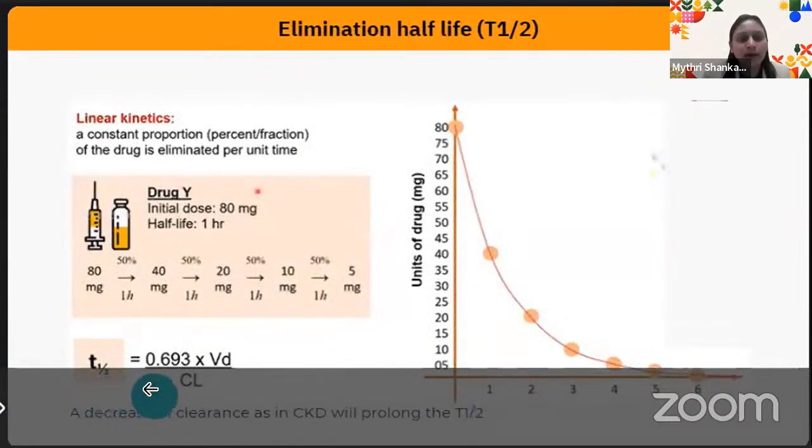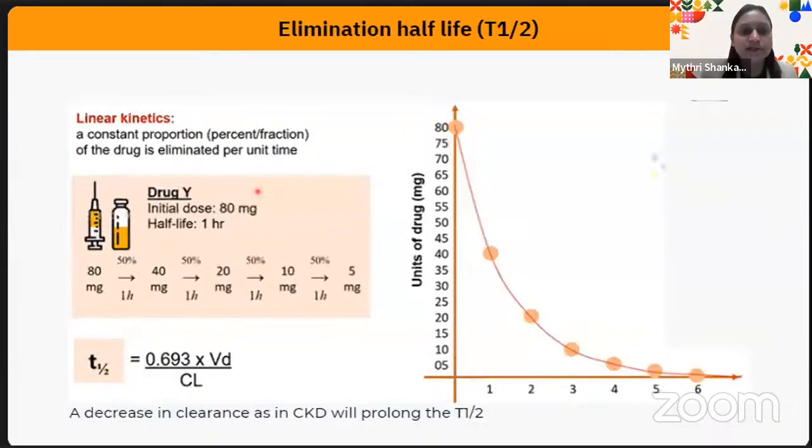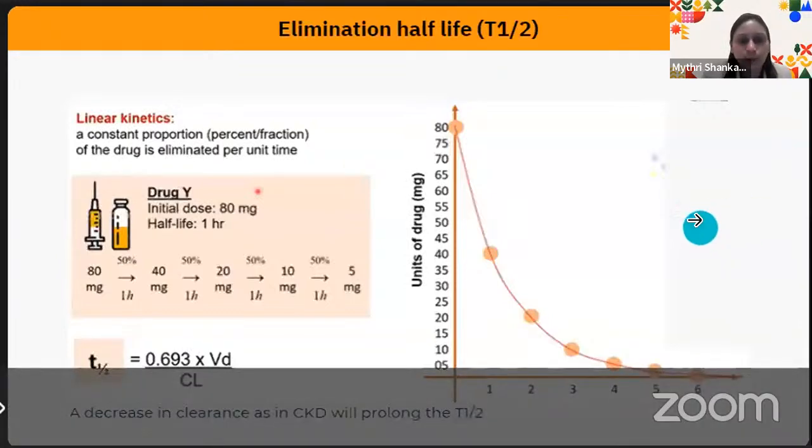So T half is calculated as 0.693 times volume of distribution divided by clearance. And you can see that in patients with renal failure, the clearance is obviously reduced. So the T half automatically increases since it is inversely proportional.